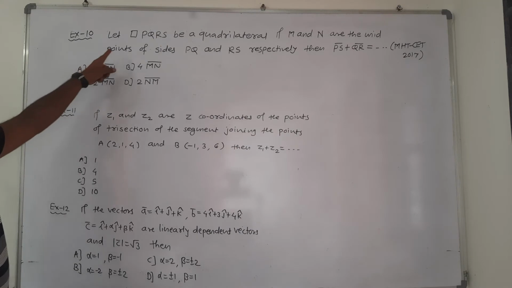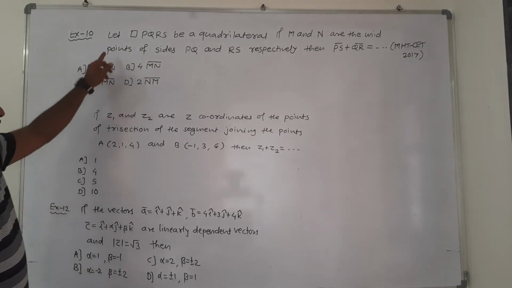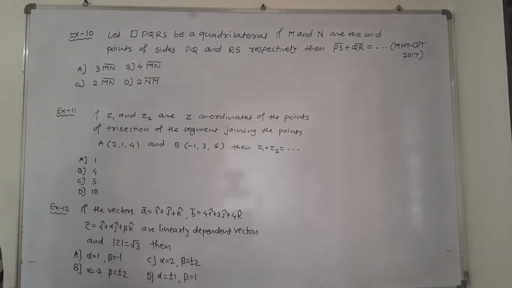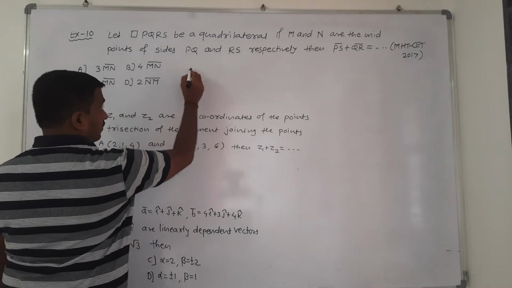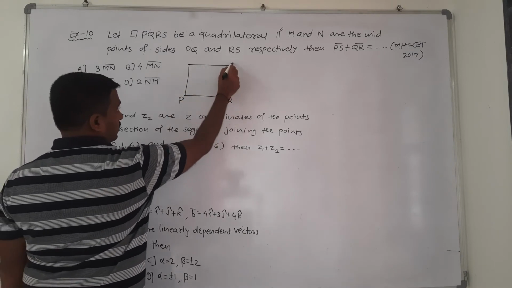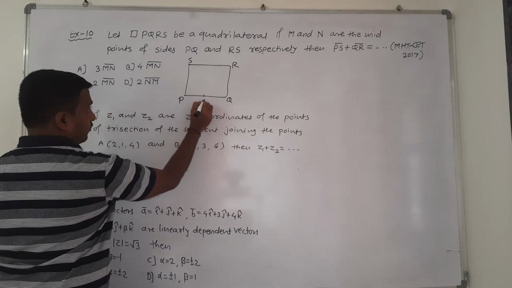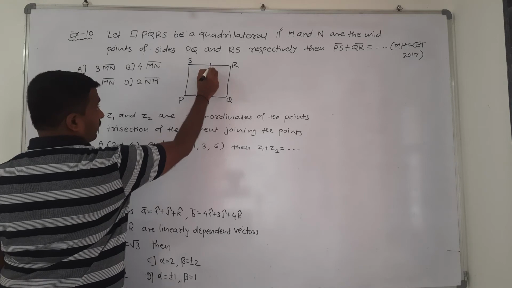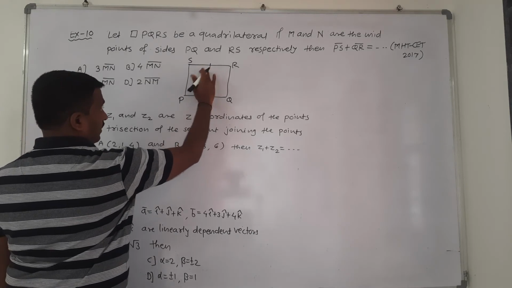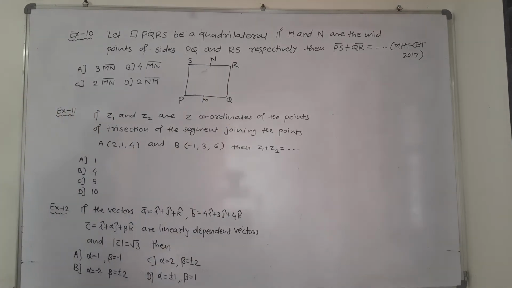Next example. Let PQRS be a quadrilateral. If M and N are the midpoints of sides PQ and RS respectively, then PS bar plus QR bar is equal to dash dash. This was asked in MHT CET 2017. Now this is the quadrilateral PQRS. M and N are midpoints: M is the midpoint of PQ, and N is the midpoint of RS. These are the midpoints, MN.